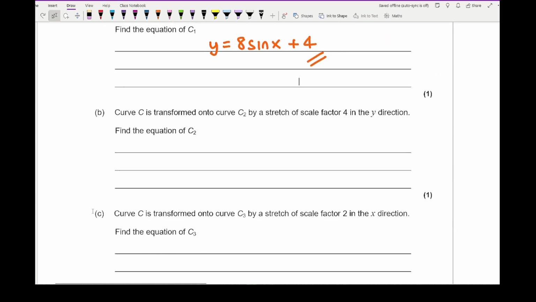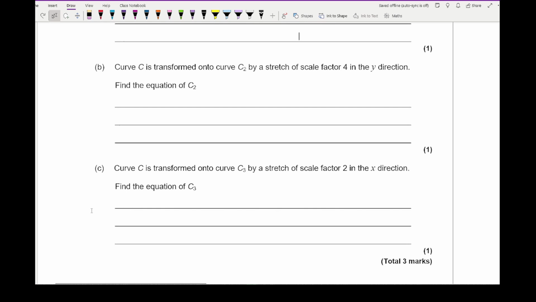For part B, it says curve C is transformed onto the curve C2 by a stretch of scale factor 4 in the y direction. Find the equation of C2. Now, a stretch of scale factor 4 in the y direction is basically multiplying the equation by 4. So here we're going to have y equals 4 times 8 sine x. So that leaves me with a final answer of y equals 32 sine x.